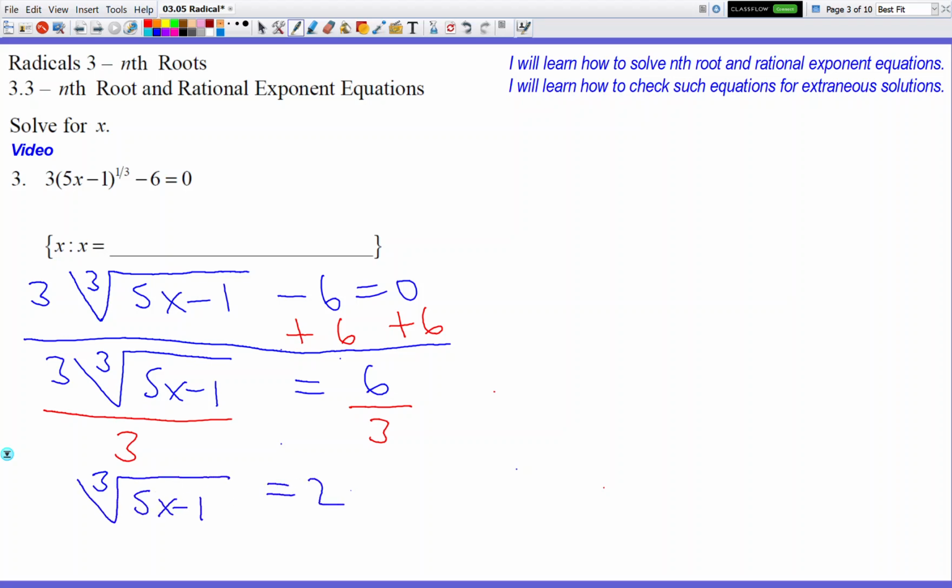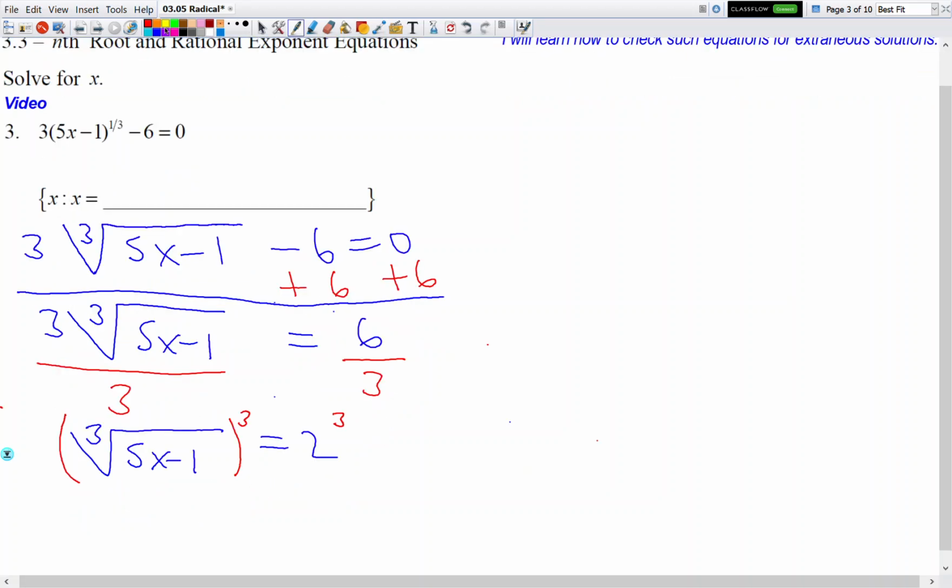Then I'm going to get rid of the radical by exponentiating, and I'm going to use a power of 3 to get rid of a cube root, right? Whatever your radical is, you're going to use the exact same number to get rid of that radical. So since it's a cube root, I'm going to use the number 3 to make it go away. So left side becomes 5x minus 1.